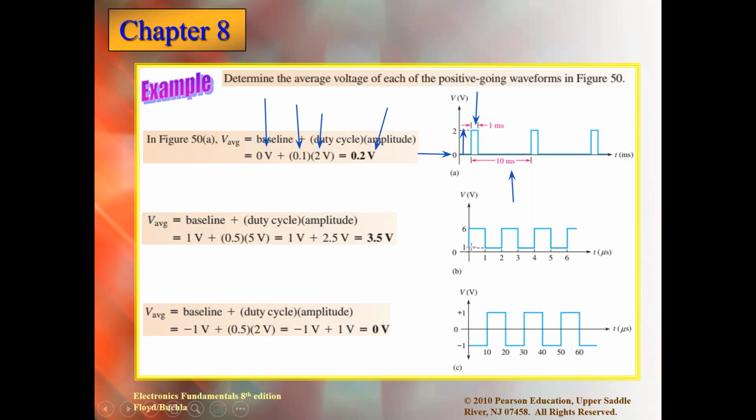Similarly, the second waveform. Here you can see the baseline, guys. See, this is the baseline, this is 1, which you put here. The duty cycle you can calculate easily. The total is 2, half is 1 basically, so 1 over 2, which is 0.5. And you need to find the amplitude now. You will not calculate the amplitude from 0, because it's starting at 1. So 6 minus 1 will give you 5, which you put here, and then you can calculate 3.5.